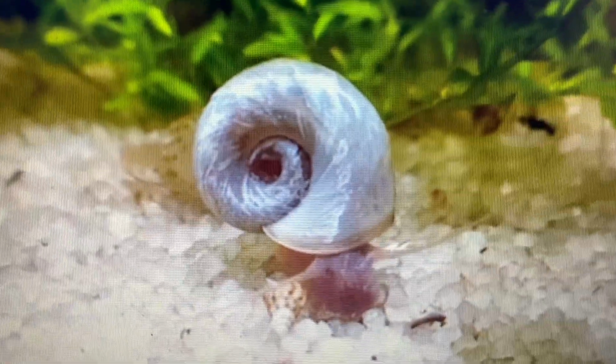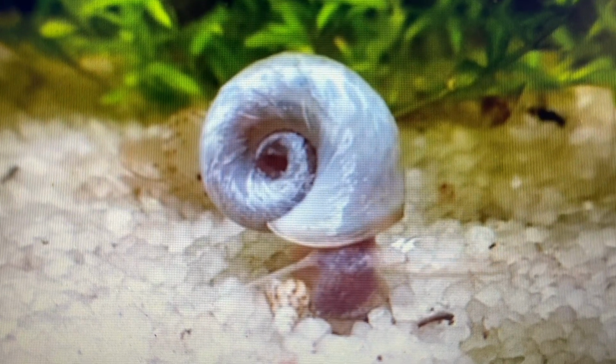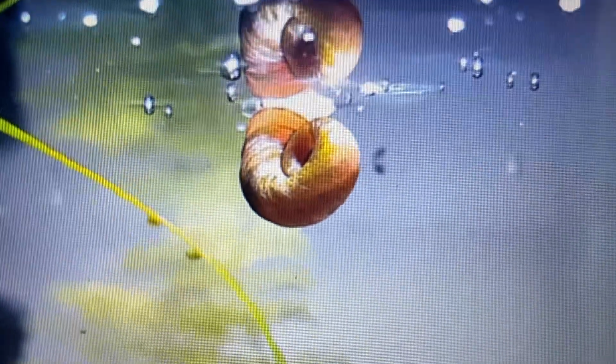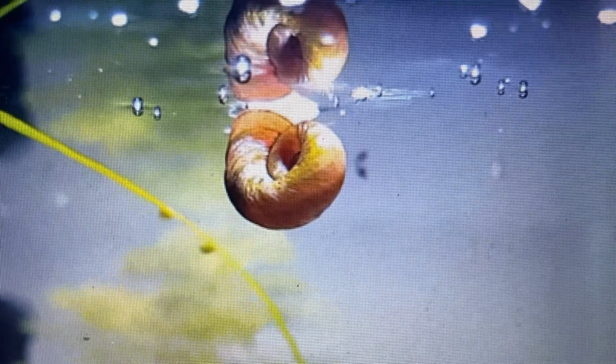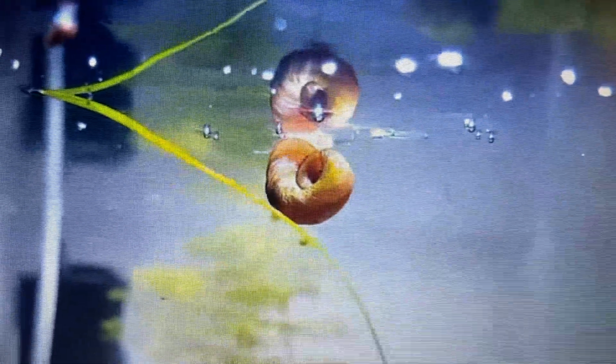There it is. So which one do you think this is? Is this a pond snail or a ram's horn snail? Did you guess ram's horn snail? You are right. These are the ram's horn snails again. Do you see how they really have much more of a curly-Q kind of a shell?